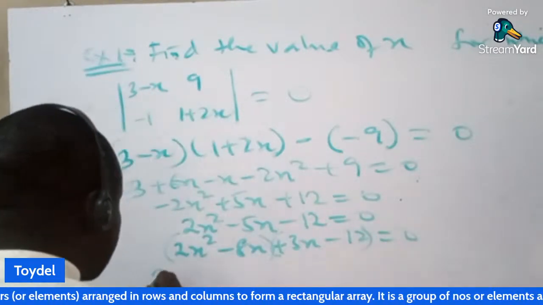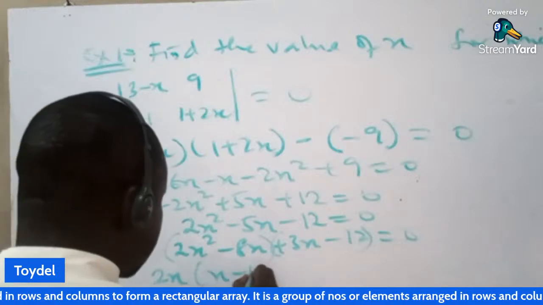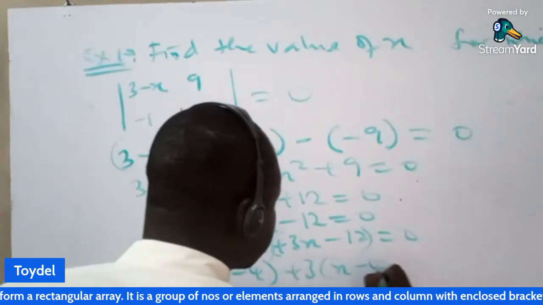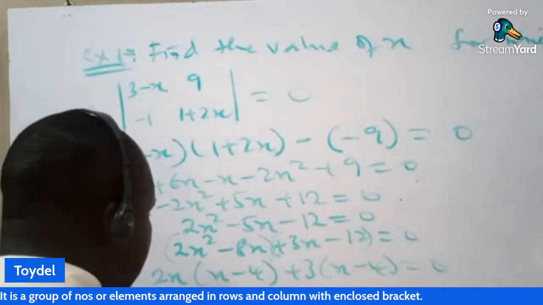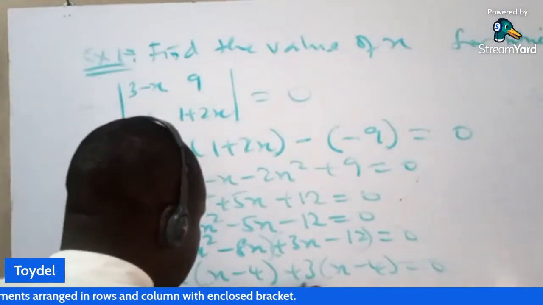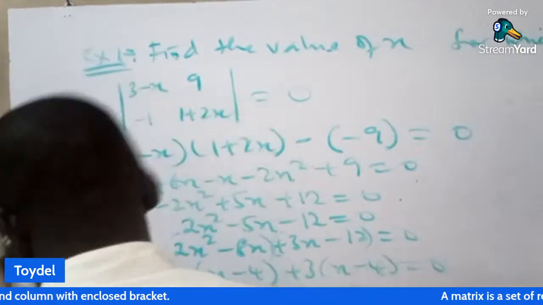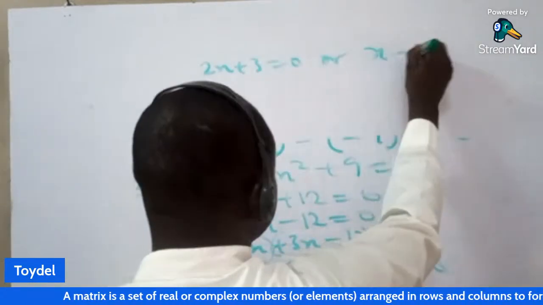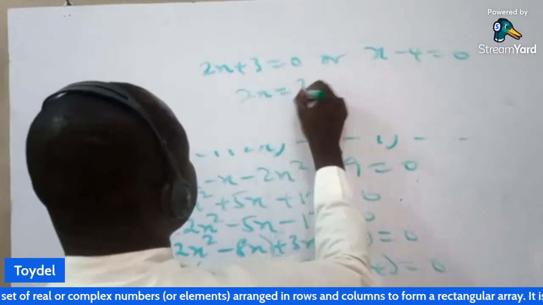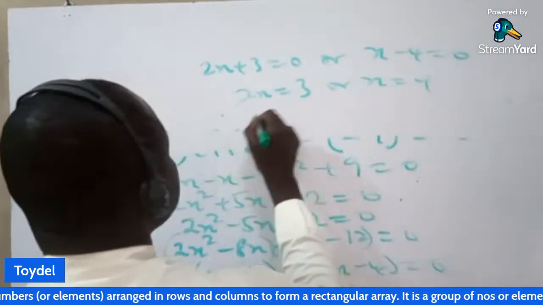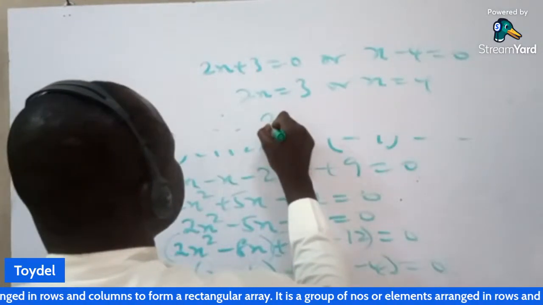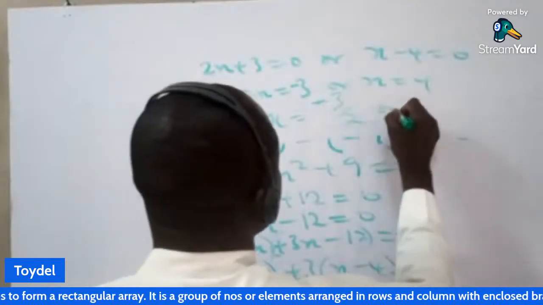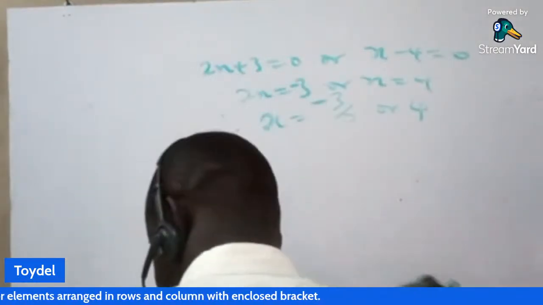So I do the grouping. 2x is common here, so I'm going to have x minus 4, plus 3 is common, I will have x minus 4 equal to 0. This simply means that (2x plus 3)(x minus 4) equals 0. So from there now, we want to find the value of x. I'm going to say that 2x plus 3 equals 0, or x minus 4 equals 0. So 2x is equal to minus 3, or x is equal to 4. Finally, x is equal to minus 3 over 2, or 4. And that will be the value of x that we are required to find.